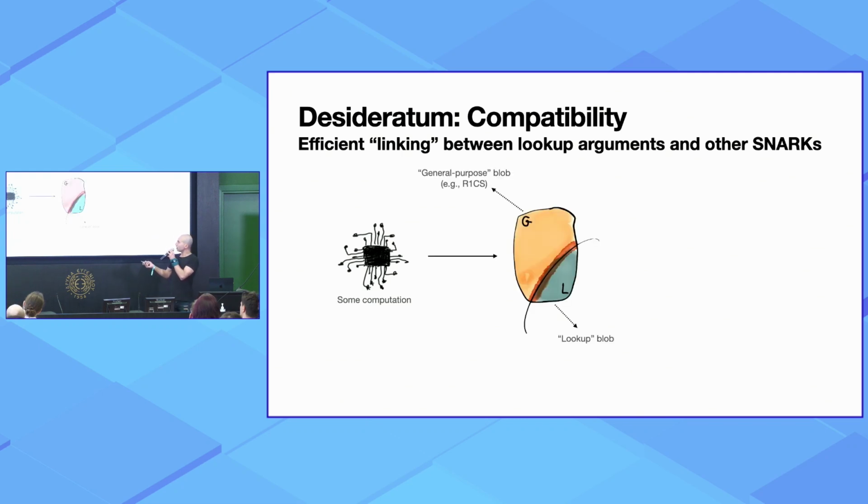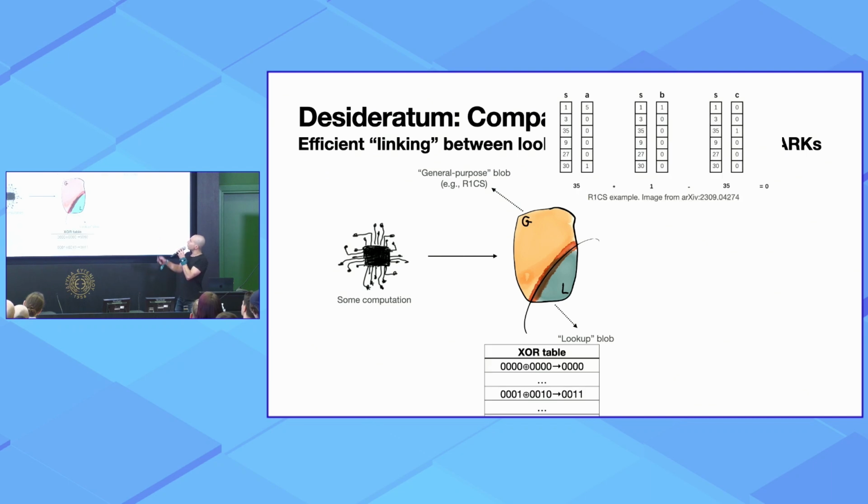And then if we want to use lookups, we can sort of split it into two blobs. The first blob I call the general purpose blob, so it can be arithmetized by what we usually use for arithmetization: R1CS, arithmetic circuits, and such. And the second blob, the lookup blob, is going to be lookupish. As examples of the two, the top part is going to be represented by R1CS of some type, and the second part is going to be maybe a bunch of XORs or whatever.